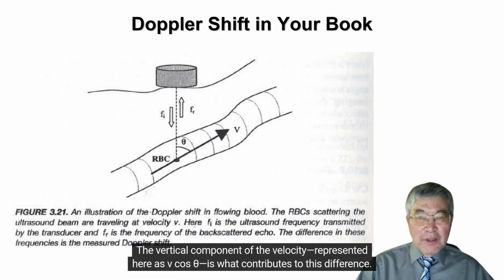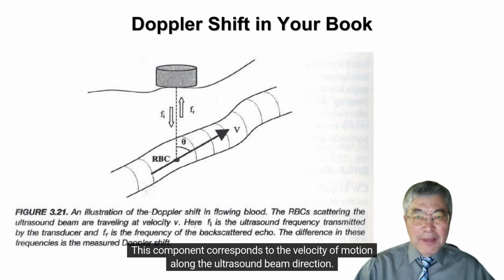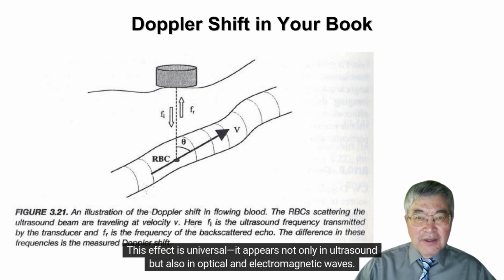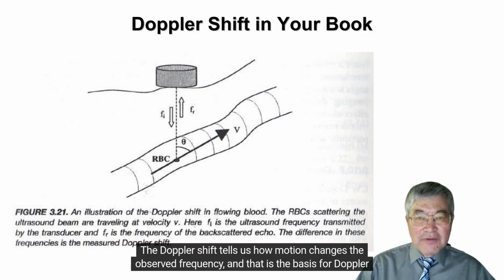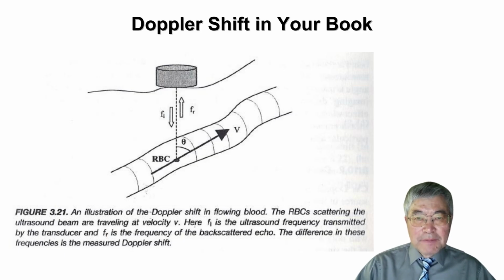The vertical component of the velocity, represented here as v cos θ, is what contributes to this difference. This component corresponds to the velocity of motion along the ultrasound beam direction. The small difference between the transmitted and received frequencies is what we call the Doppler frequency shift. This effect is universal. It appears not only in ultrasound, but also in optical and electromagnetic waves. The Doppler shift tells us how motion changes the observed frequency, and that is the basis for Doppler imaging in medical ultrasound.